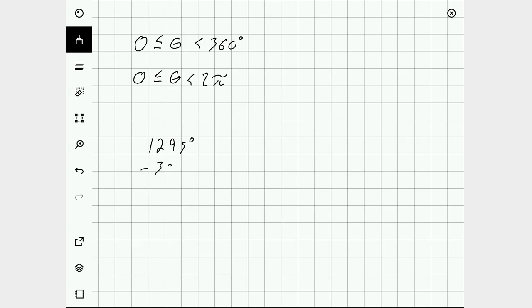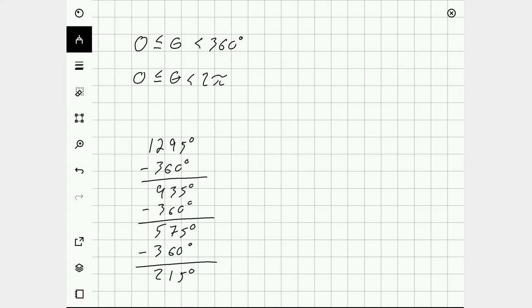So let's subtract 360 degrees. That takes me to 935. Let's subtract off another 360 degrees. That takes me to 575. And let's subtract off one more 360-degree rotation. When I do that, it takes me to 215 degrees. So this angle looks exactly the same as a 215-degree angle, which is right there.